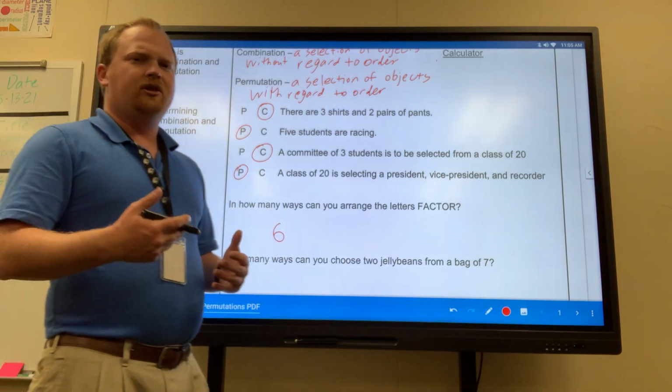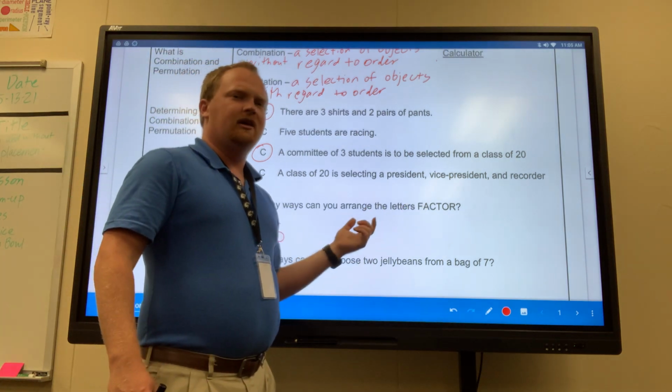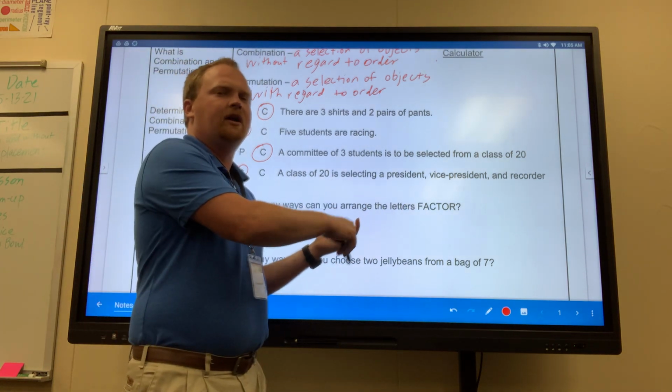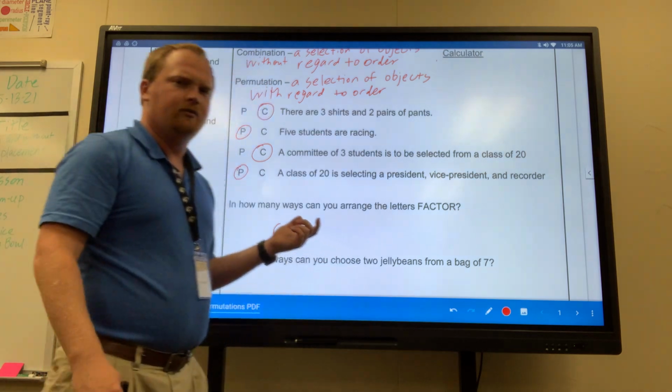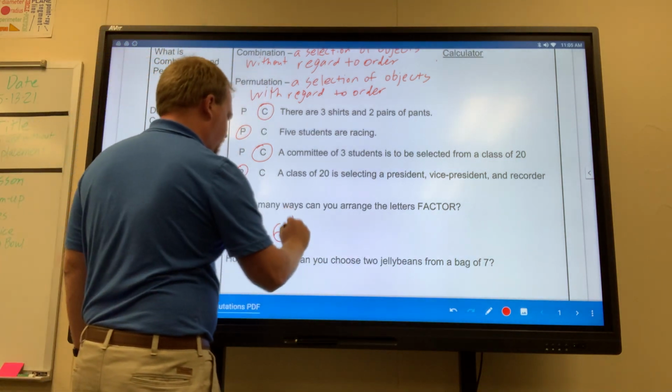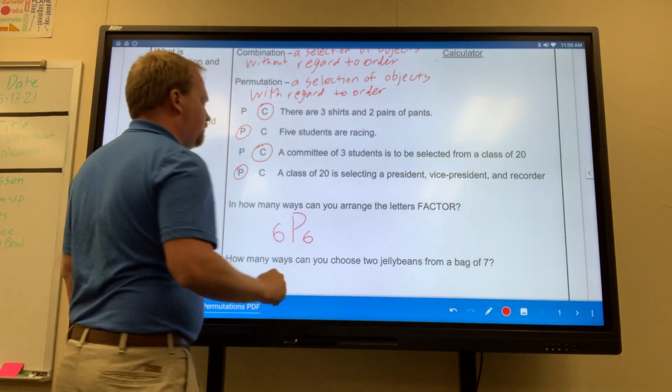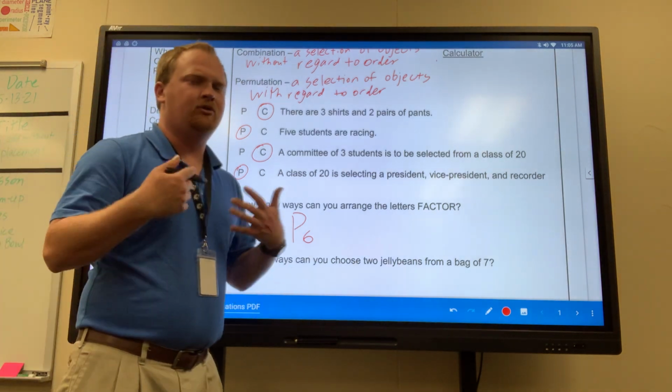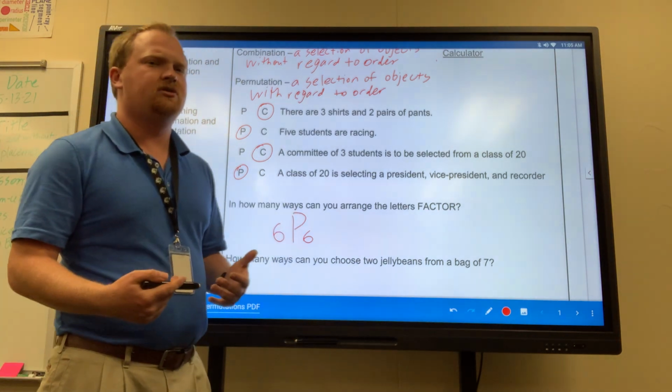So the order actually does matter, because as soon as I use the F, then the A will follow through, and so on and so forth. So this is a permutation. I've got 6 letters to rearrange. I'm rearranging all 6 letters.